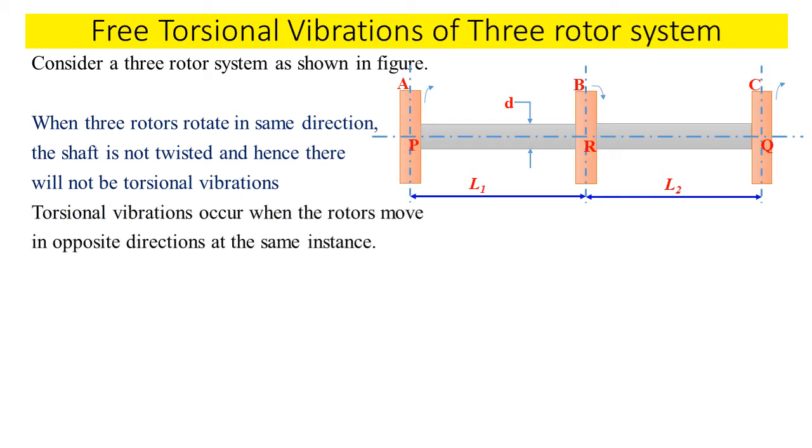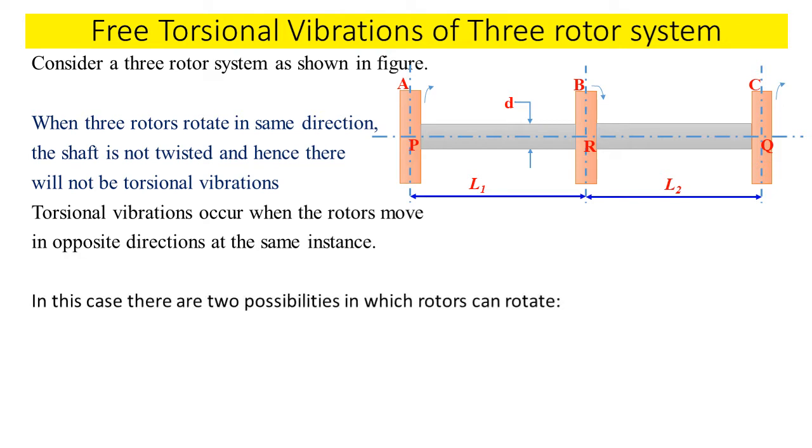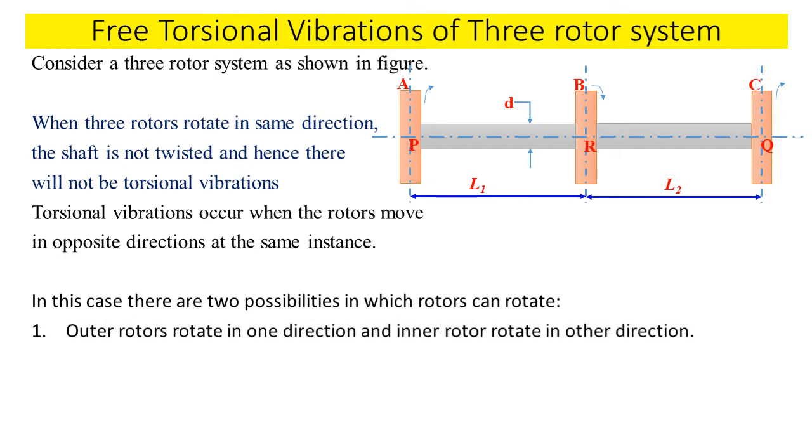When 3 rotors rotate in same direction, the shaft is not twisted and hence there will not be torsional vibrations. So it is assumed that torsional vibrations occur when the rotors move in opposite directions at the same instance.